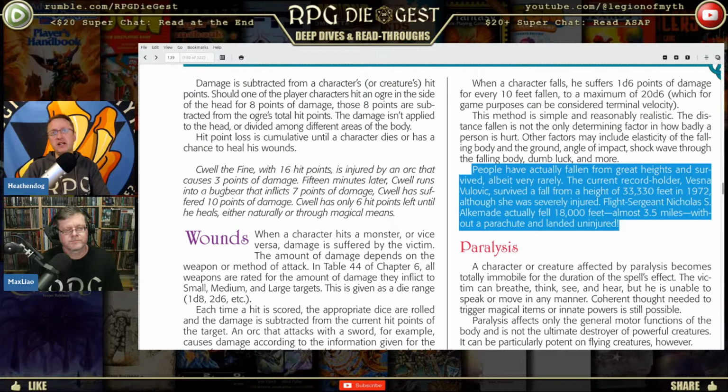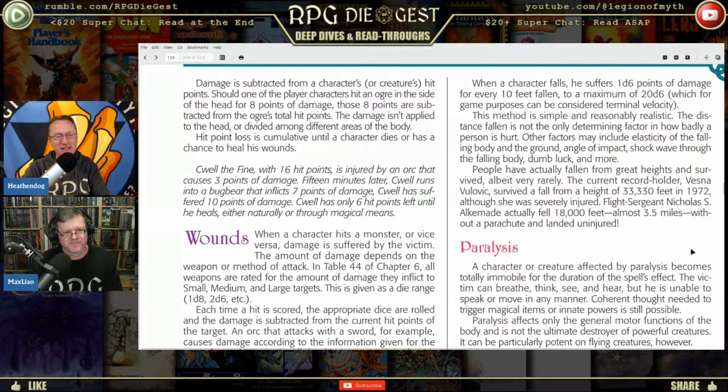Flight Sergeant Nicholas S. Alkemade actually fell 18,000 feet, almost 3.5 miles, without a parachute and landed uninjured. Now, obviously, he landed not on concrete. He landed on the side of a snowy mountain, kind of angled. Yeah, there's lots of things, but it is survivable. Just don't bet any money on it, because you'll not only lose your money, you'll also be dead.